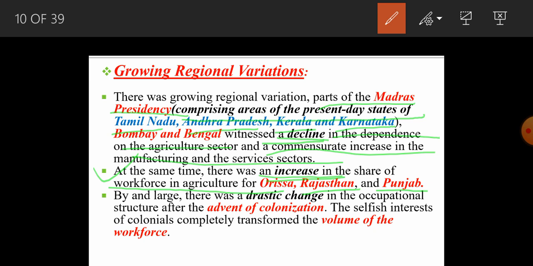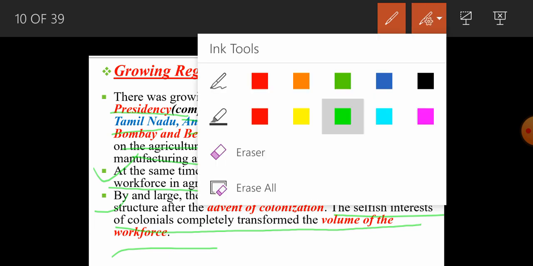working in the area of agriculture. The next point is, by and large, there was a drastic change in the occupational structure after the advent of colonization. Definitely, as far as the structure of occupation is concerned, which we have seen how it was before colonial rule, there was a drastic change after colonial rule. The selfish interest of the colonials completely transformed the workforce and the volume of the workforce. Those who were working united started working separately and were forced to work in particular areas. Now let's move on to the next slide.